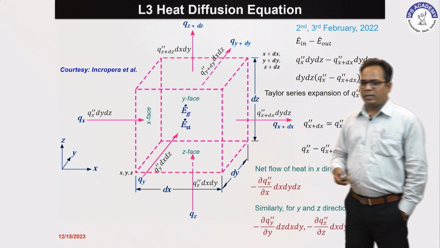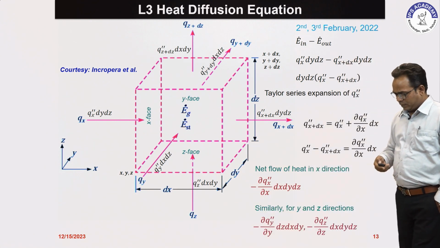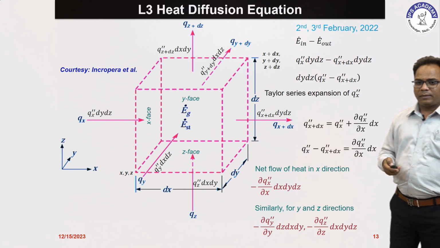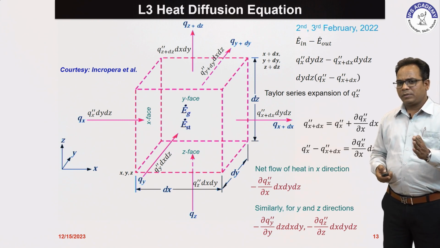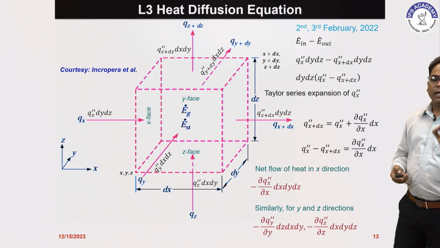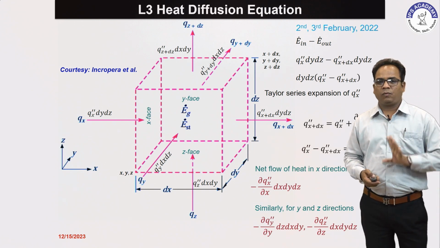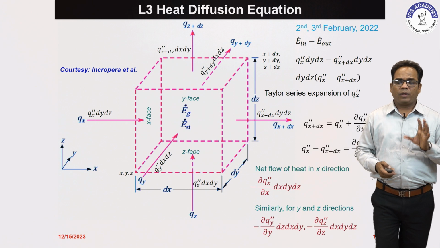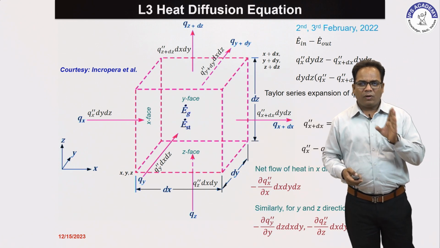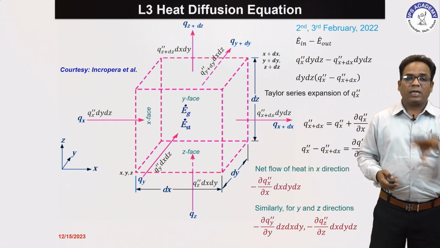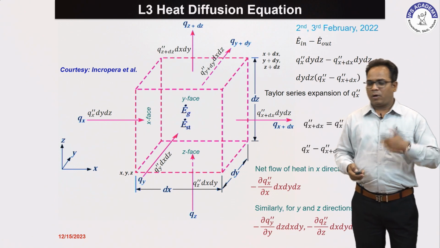Similarly, we can identify this in the y and z directions as well, right? So we have all the terms, the rate of energy in and the rate of energy out of the control volume. Okay, so now we have to identify the amount of heat which is generated in the control volume, or per unit volume.